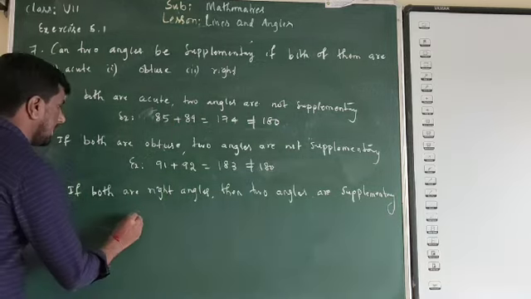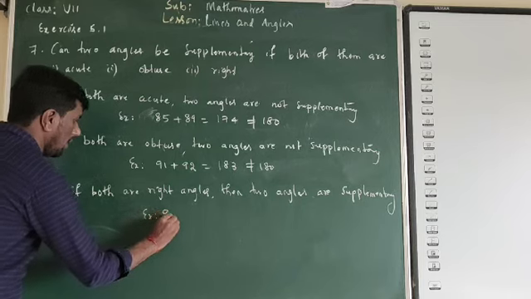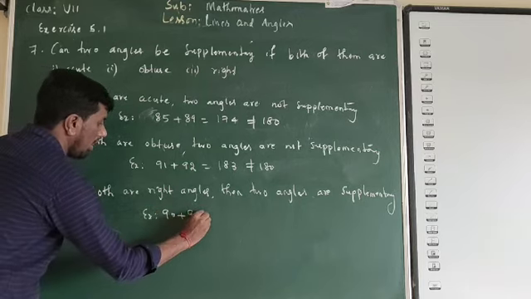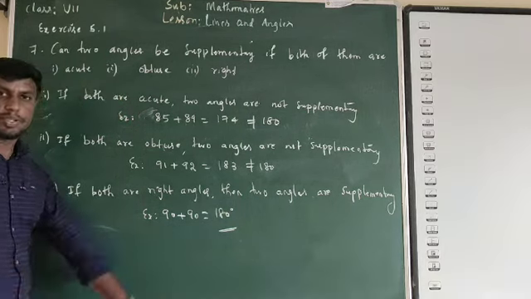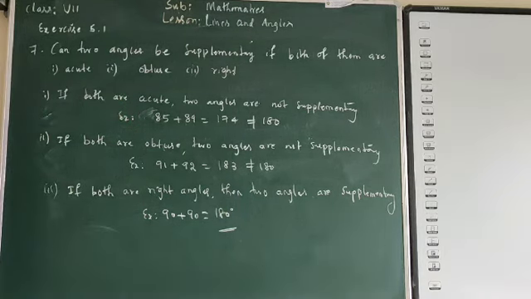Example, 90 degree plus 90 degree is equal to 180. So therefore, 90 plus 90 will become supplementary angles. So this is the answer. So, 8th question.